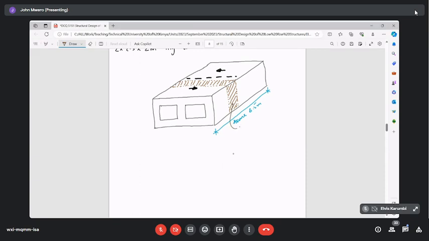One meter width of culvert is considered for design. An elevation of this section of this culvert will look something like this.